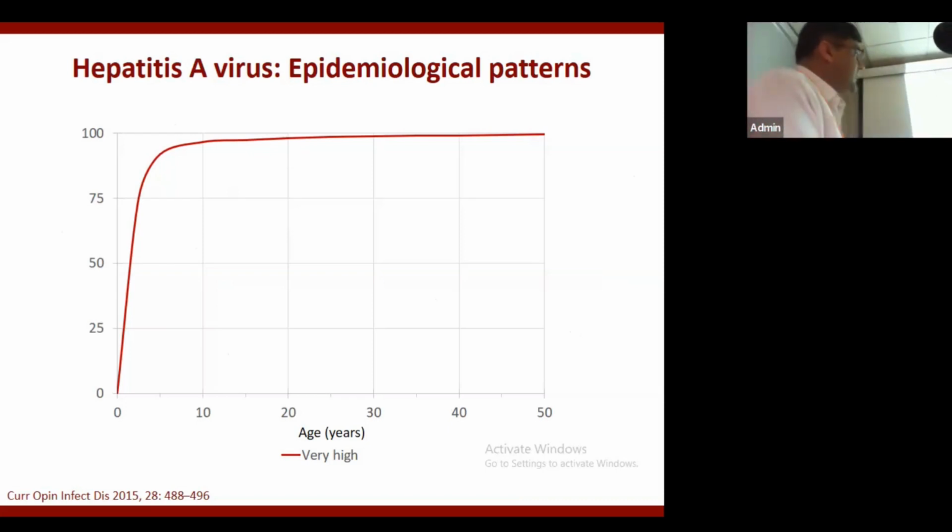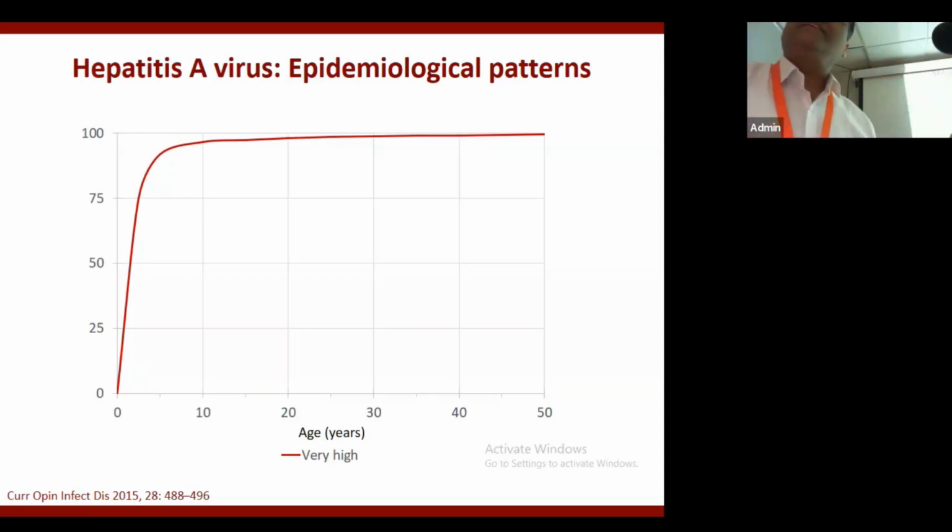It means by the age of 10 years, you can see 90% of people are already exposed to hepatitis A virus. And that's why when Dr. Surinder told that in adults, the most common cause of acute hepatitis is not A, but it is E. But in children, the most common cause is A. This is the reason. And this is the hyperendemic pattern, meaning the risk of infection is very high.